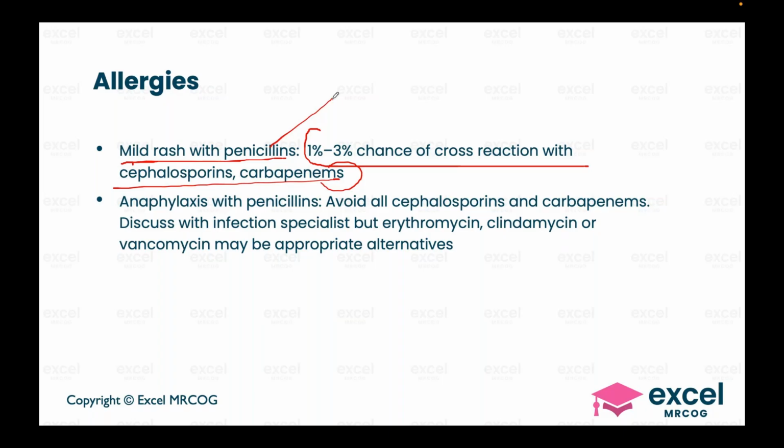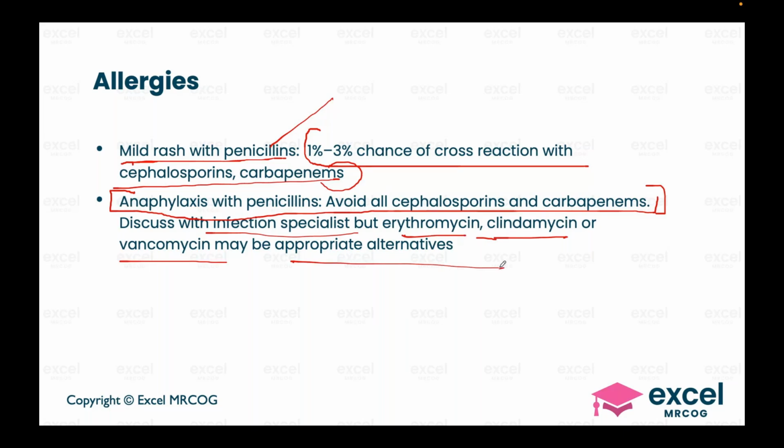Now, anaphylaxis. If there is anaphylaxis, it's important that you avoid all cephalosporins, all carbapenems. Then you have to involve your infection specialist, and other antibiotics like erythromycin, clindamycin, vancomycin may be appropriate alternatives. So when there is allergy to penicillin, ask the question what kind of allergy. If it is mild allergy, then you can use cephalosporin, but remember there is a 1 to 3% chance of cross reaction, carbapenems and cephalosporin.